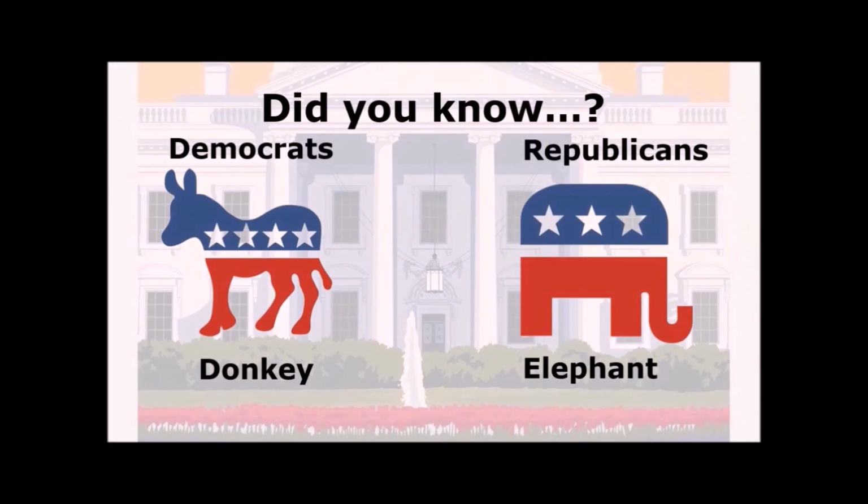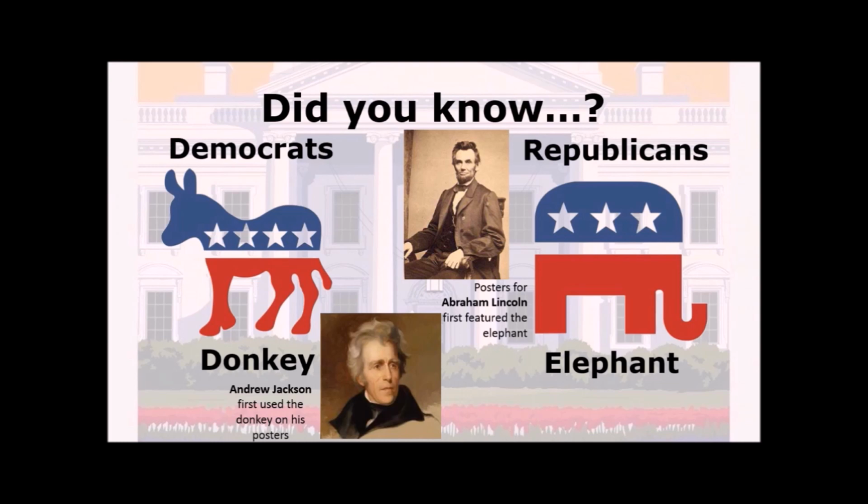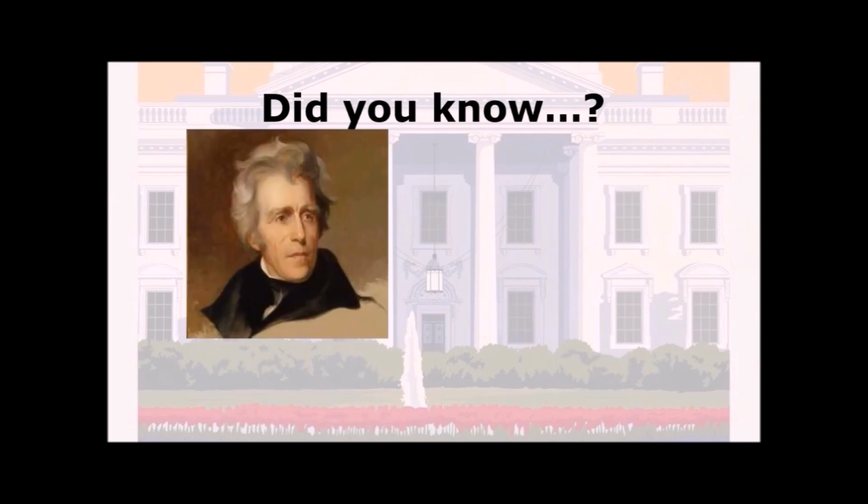The donkey was first used during the presidential campaign of 1828, when the candidate, Andrew Jackson, used it in his posters because of a derogatory nickname his opponents gave him. Likewise, the elephant first appeared in 1860 during Abraham Lincoln's election campaign, perhaps as a symbol of strength. Andrew Jackson was the seventh president of the USA. He's known for founding the Democratic Party, and he was president from 1829 to 1837.